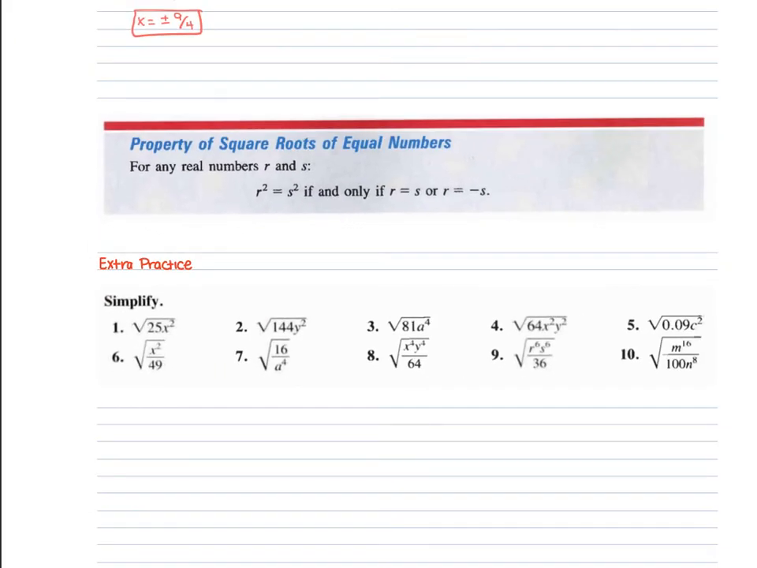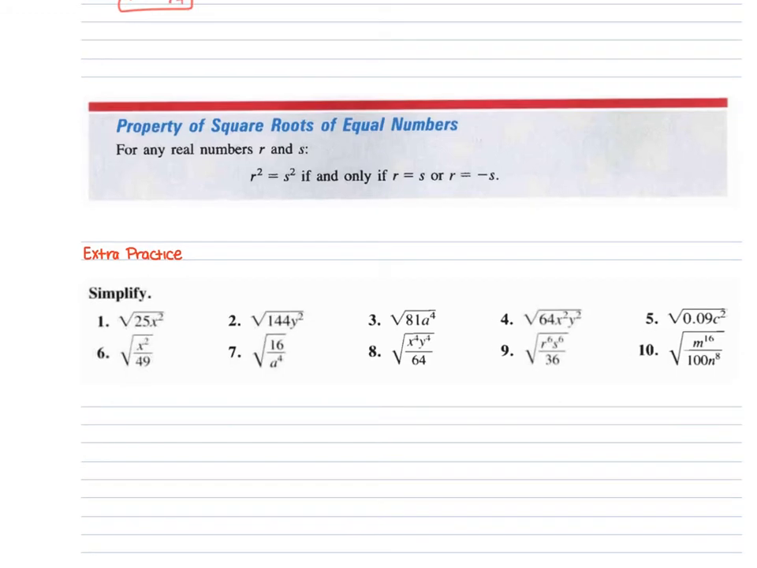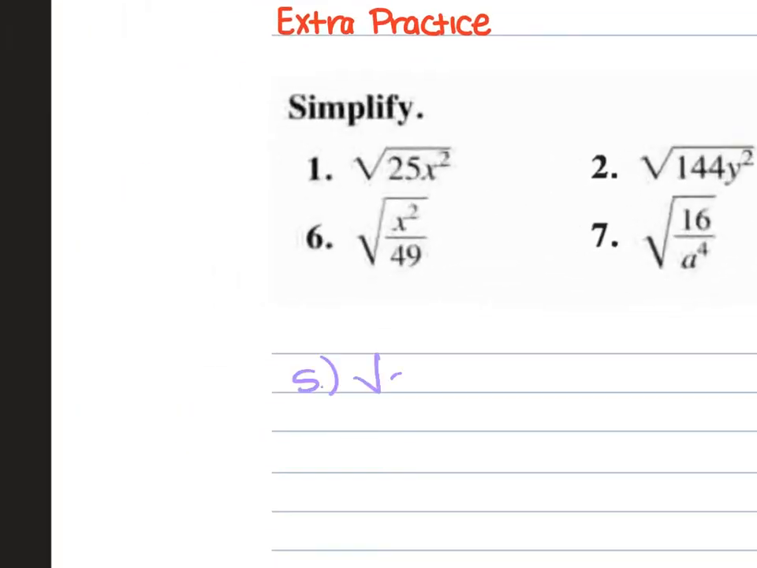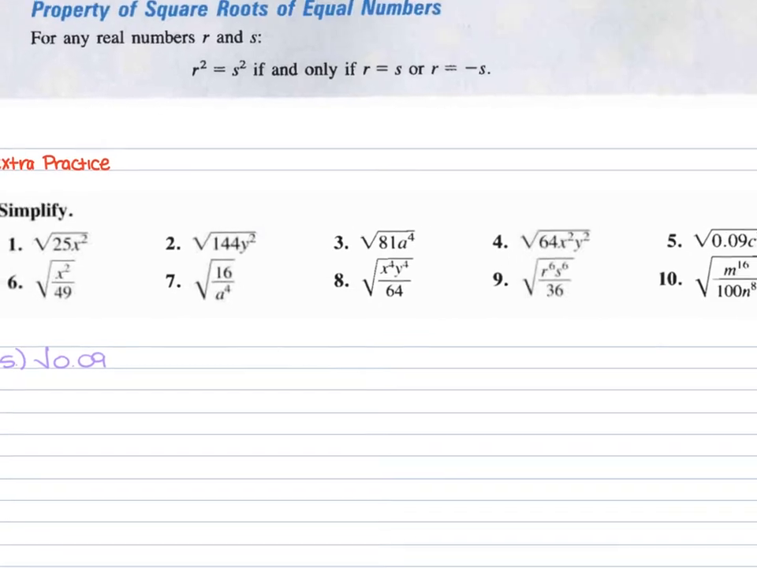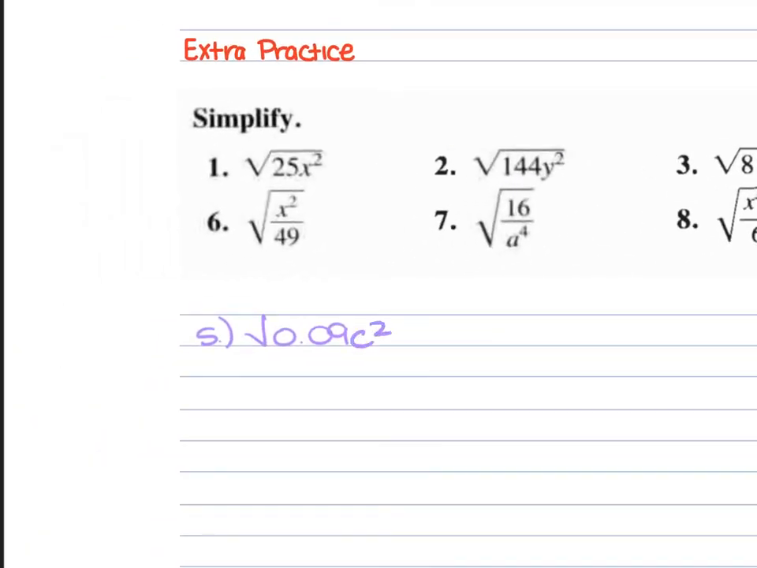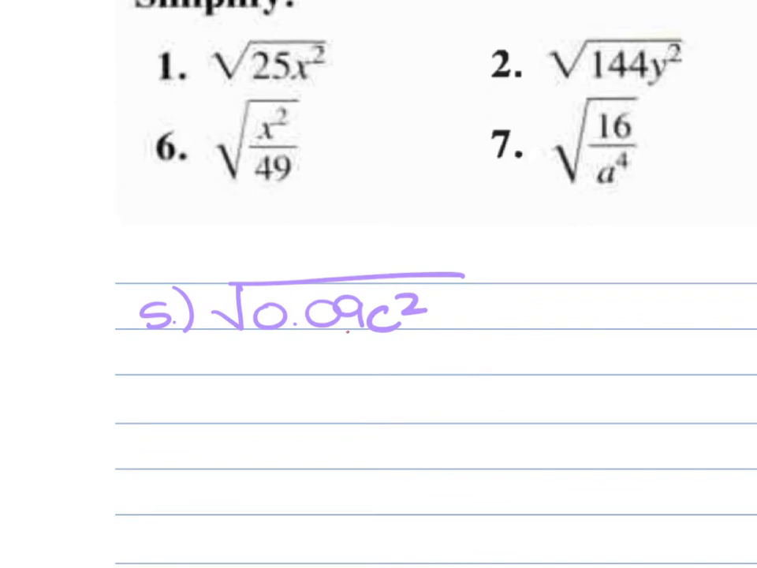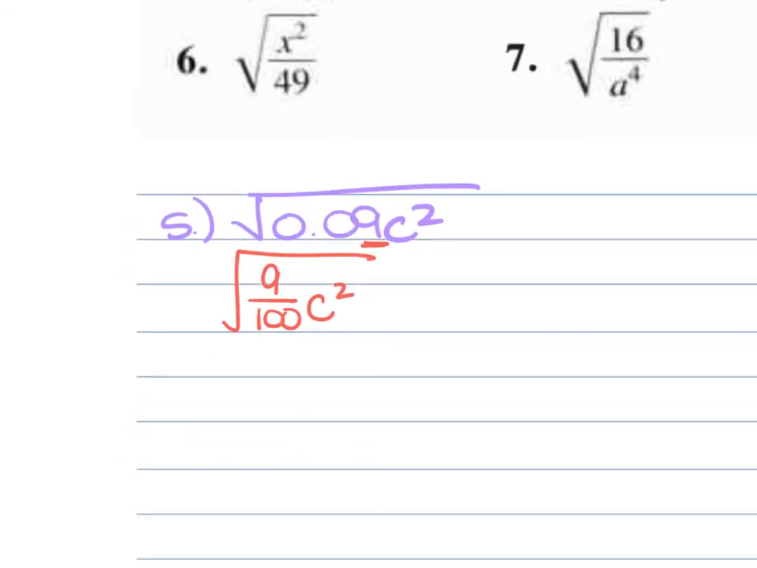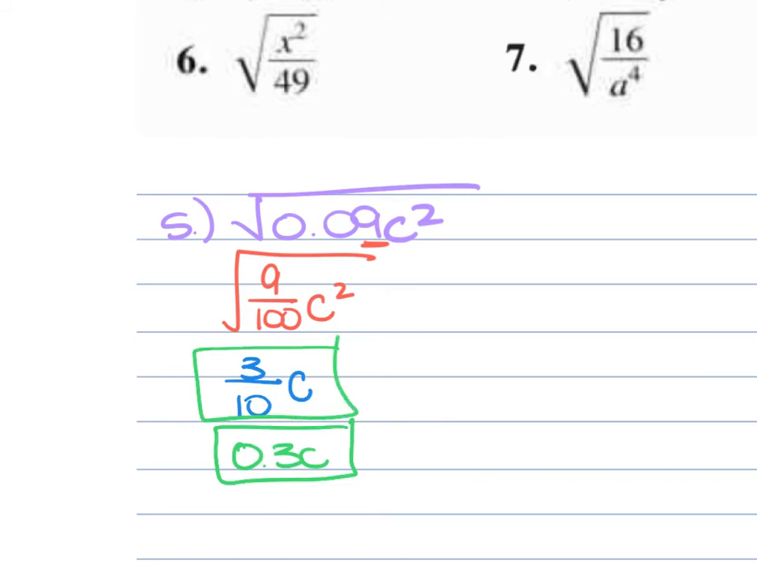If we look at some of these examples, let's look at example 5. We have the square root of 0.09 c to the second power. So this is the same thing as that 9 being in the hundredths place. So 9 over 100, c squared, taking the square root of that. So the square root of 9 is 3, the square root of 100 is 10, the square root of c squared is c. So it's just 0.3 c, or 3 over 10 c. Either one of these is fine.